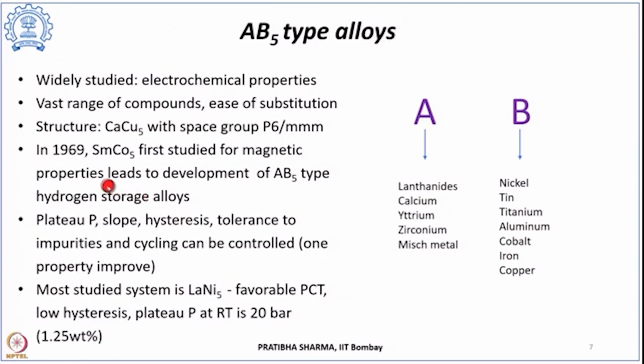Now in this AB5 type of compounds, the first element A, it could be either a lanthanide, it could be calcium, it could be yttrium, it could be zirconium or misch metal. Now this misch metal is in fact a combination of different rare earths, in their naturally occurring composition.